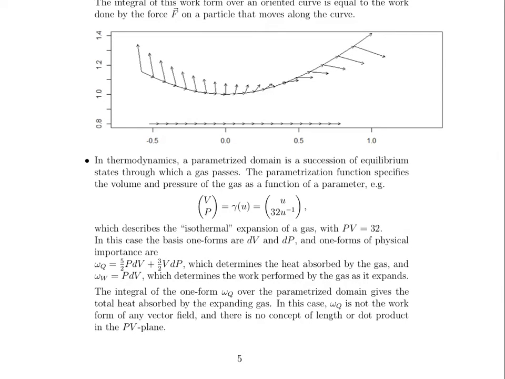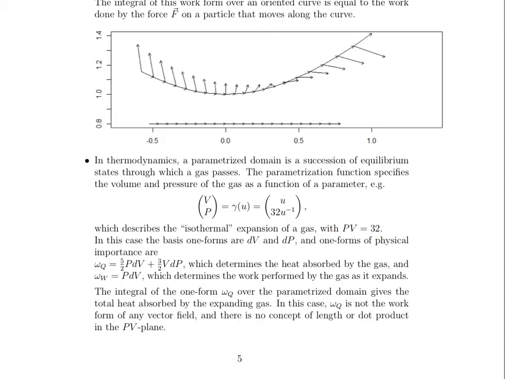And this actually shows up in thermodynamics quite often. In thermodynamics, a parameterized domain is basically a succession of equilibrium states through which a gas passes. And the parameterization function specifies the volume and pressure of the gas as a function of a parameter. So here is how volume and pressure interact, or really I should say relate to each other with respect to this underlying parameter U. And this describes the isothermal expansion of a gas, because that's going to be with PV, the product of pressure and volume, equaling 32.